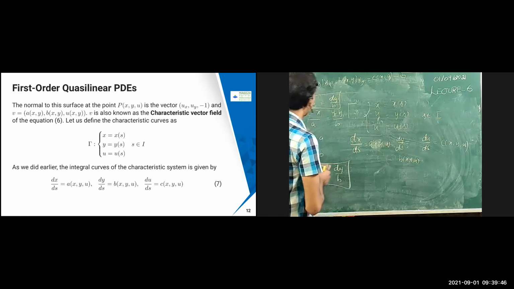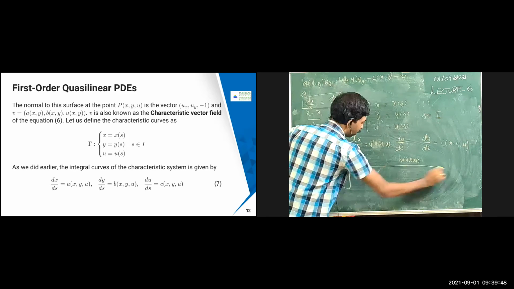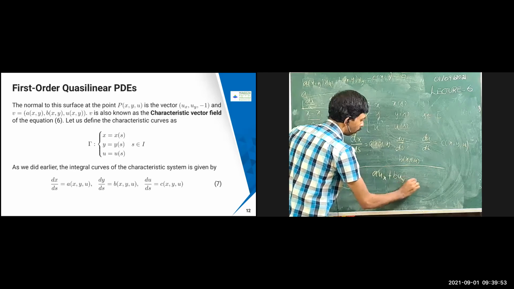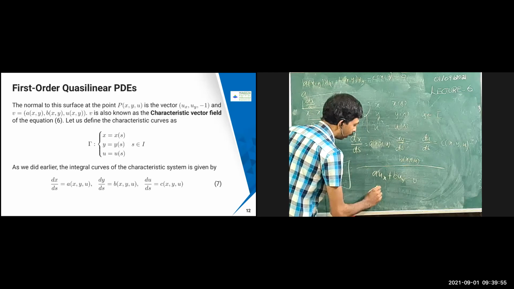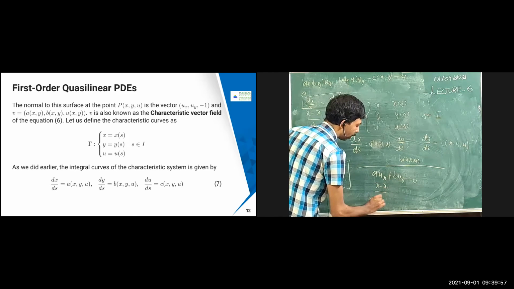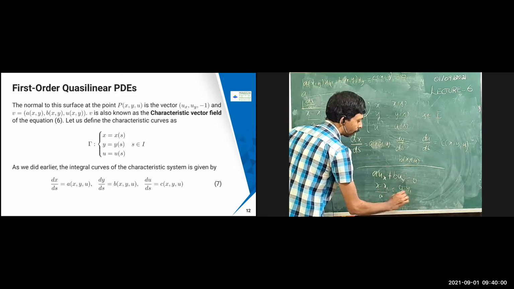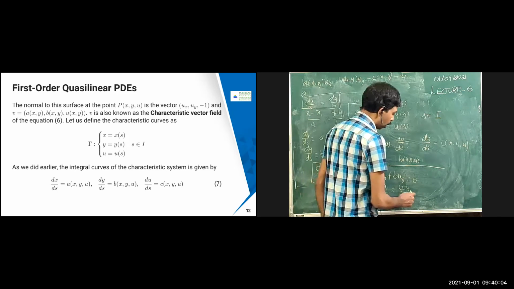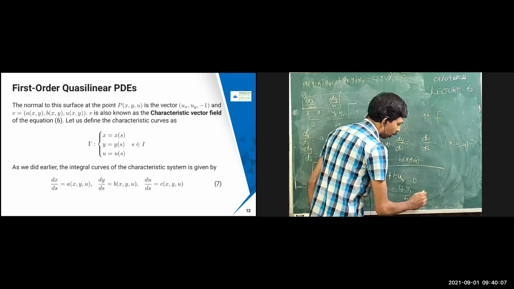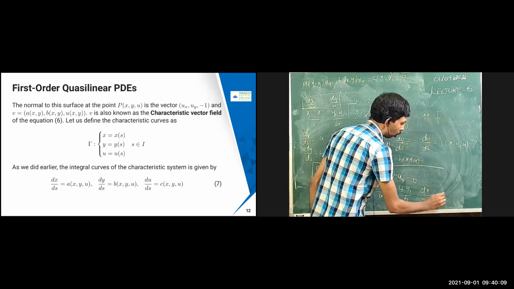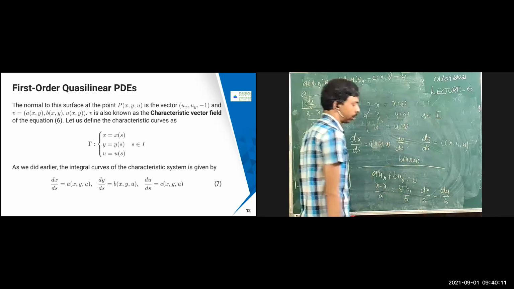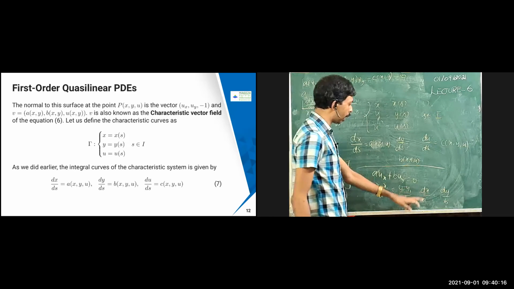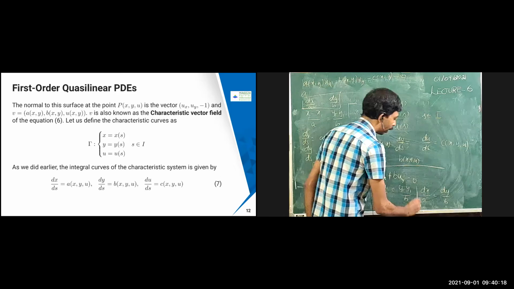For this problem, remember, a ux plus b uy equal to 0. What we did was the same thing. There we applied x minus x1 by a equal to y minus y1 by b, because x and y are arbitrary. X1 and y1 are some arbitrary points they are taking, so I can take this as very infinitesimal. So I can write it as dx by a equal to dy by b. Same thing we are doing here. Whatever the coefficient was, I'm just applying it here.